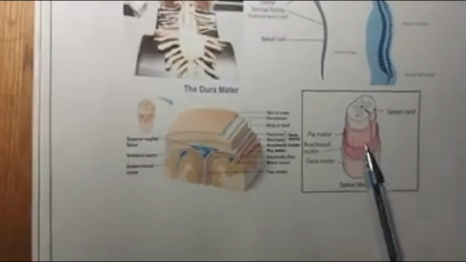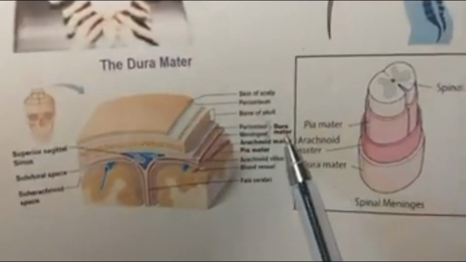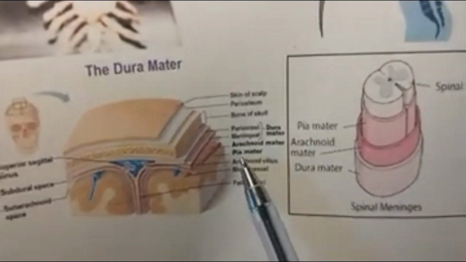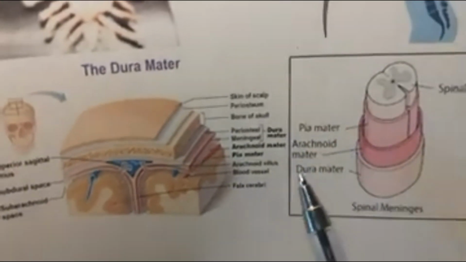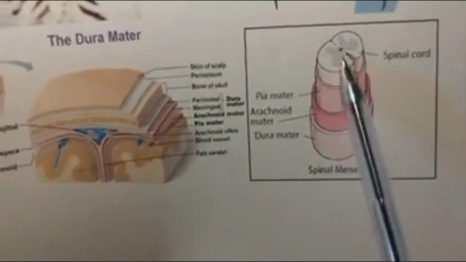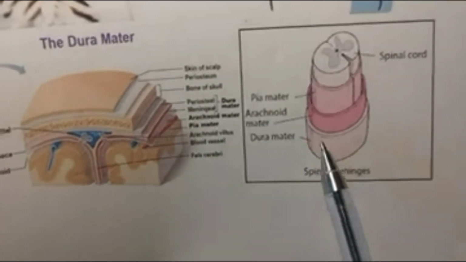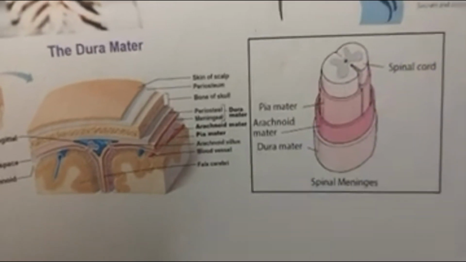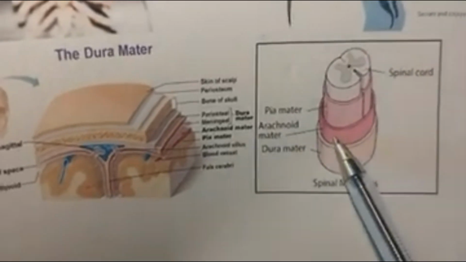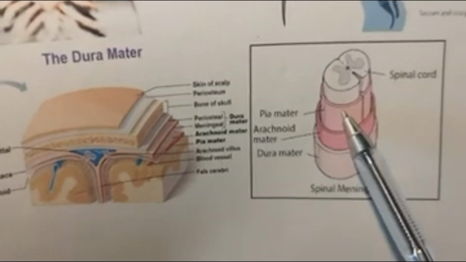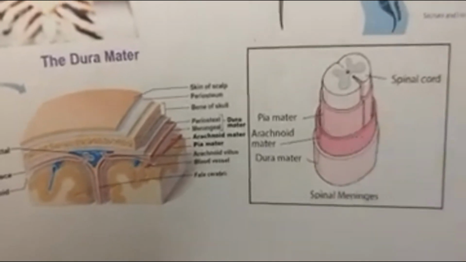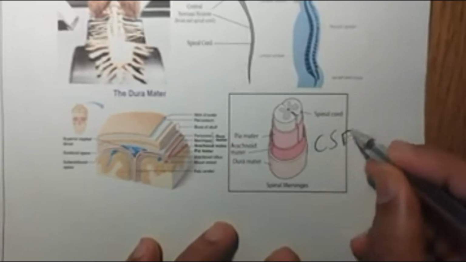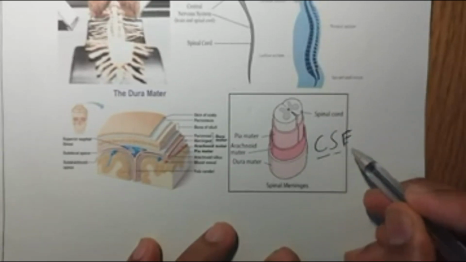Then you have the periosteum, that is the covering of the bone, then the bone of the skull, and there are three tough membranes that cover the brain, that is dura mater, arachnoid mater, and pia mater. The same membranes cover the spinal cord as well. So for the spinal cord, you have dura, arachnoid, and pia mater, and then inside is the spinal cord. Between the arachnoid and pia mater, there is a fluid called CSF, cerebrospinal fluid.